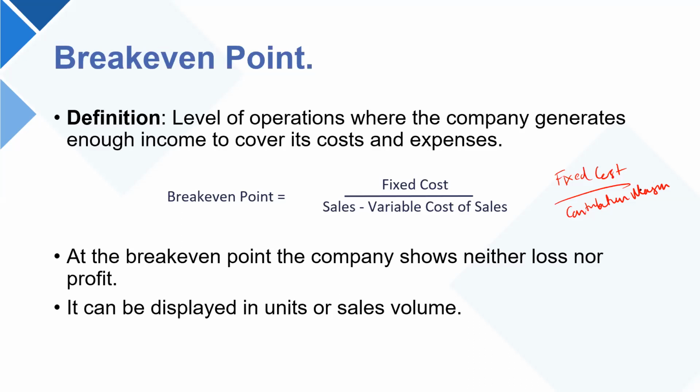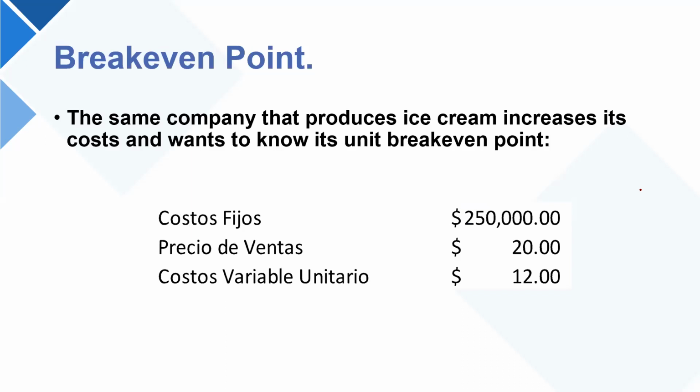It's pretty much the same analysis, but right now it's with operating activities. So let's see an example. The same ice cream company. I didn't translate this, I'm sorry. So the same company produces ice creams and it needs to know its break-even point. This is sales price, this is unit variable cost, and this is fixed cost.